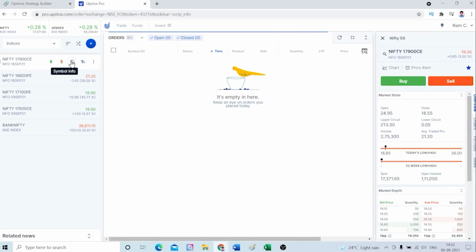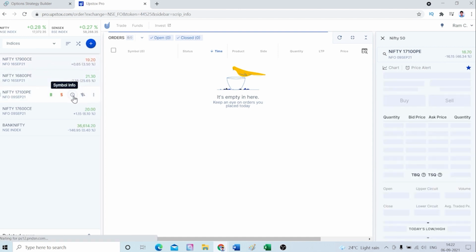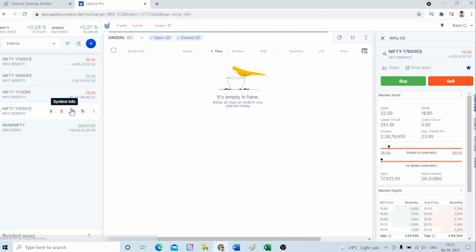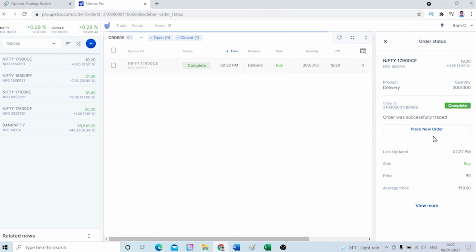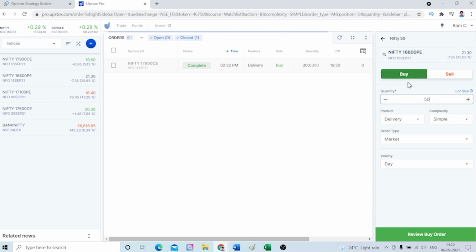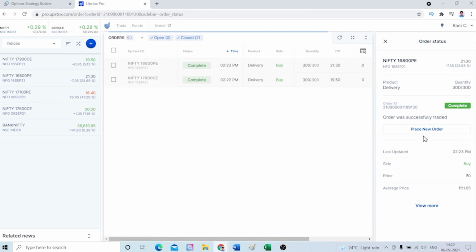You can observe here I have added both the latest week and the forward week in the watch list. For the latest week, 17,100 PE and 17,600 CE. In the forward week, 17,900 call and 16,800 put option. First I will do the buy transactions so that we get the margin benefit. I am doing buy transactions for 6 lots. I have completed the 17,900 call option buying, and I am doing the 16,800 put option buying. I have done it.